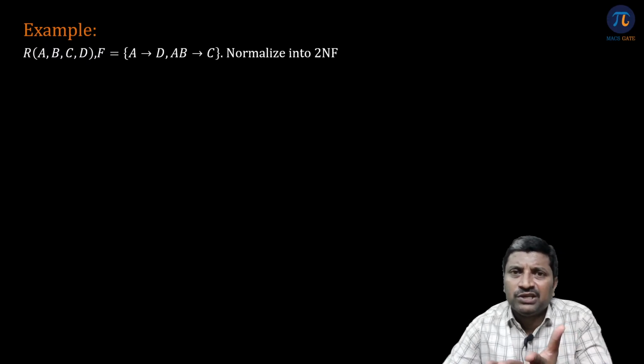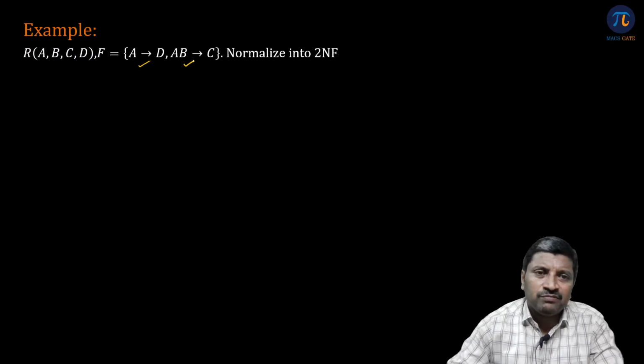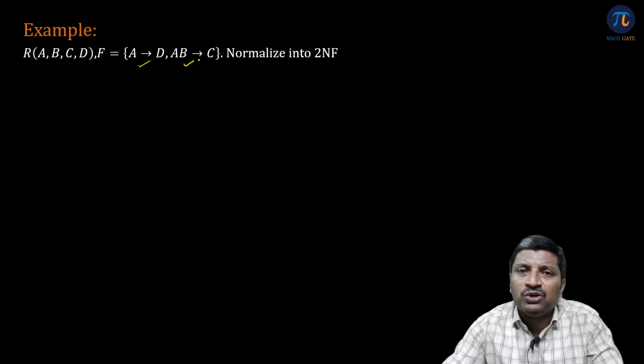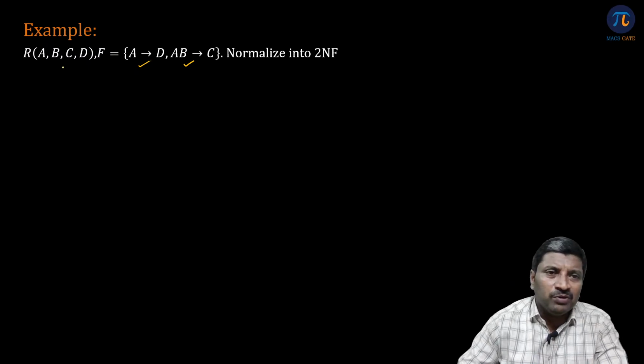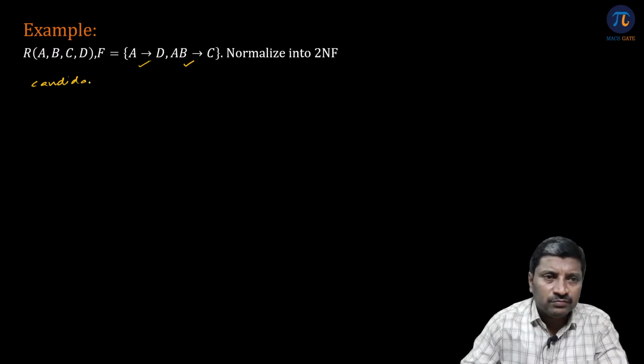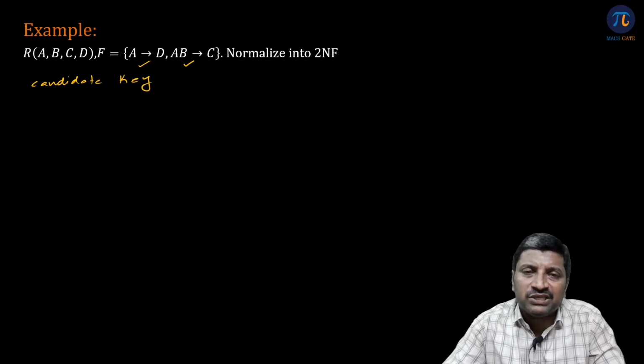Sir, the first thing is I need to know the functional dependencies. They have given functional dependencies. Fine. The second thing is I need to know the primary key and all the candidate keys. Then only I can do it. Now in this example, please observe. How to find the candidate keys, sir? In our earlier sessions, we have already discussed how to find the candidate keys for a given relation with a given set of functional dependencies.